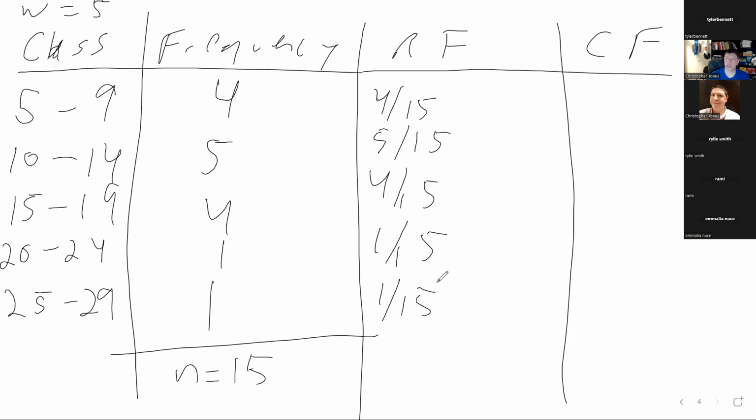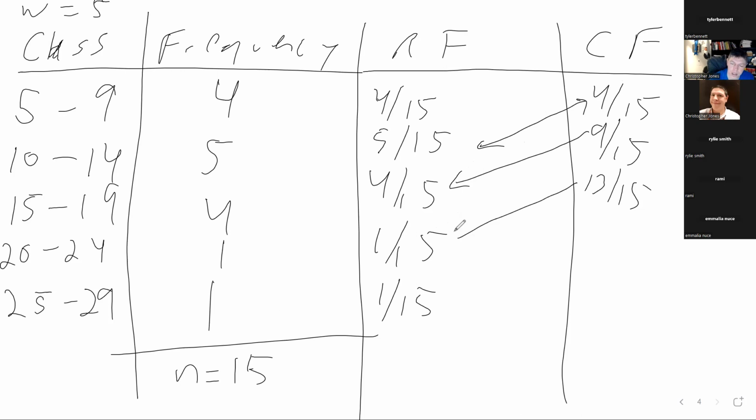Okay. For cumulative frequency, same thing as we've done in the past. The first relative and cumulative are always the same, so 4/15. And then remember, folks, we add these together. So we take 4 and 5 and we get 9/15. Then we add 9 to 4 and we get 13/15. Then we add 13 to 1, we get 14/15. And then finally 15/15.